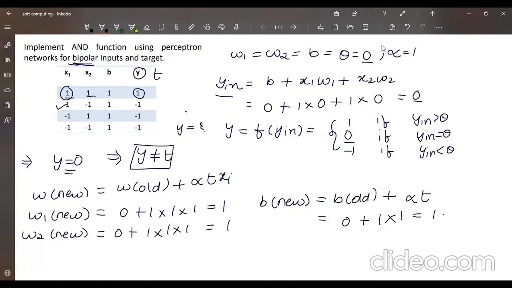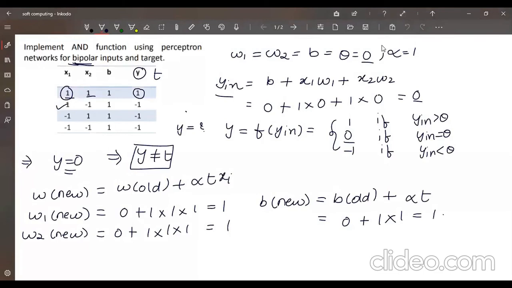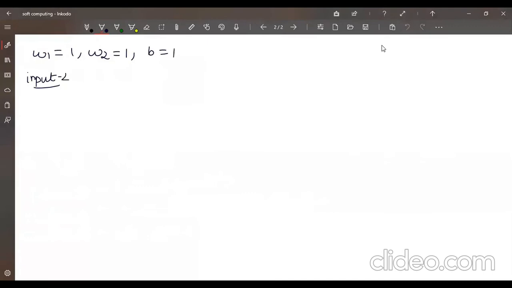So our new updated weights are W1 equal to 1, W2 equal to 1, and bias equal to 1. Now for input 2, X1 is equal to 1, X2 is equal to minus 1, and the target is equal to minus 1.